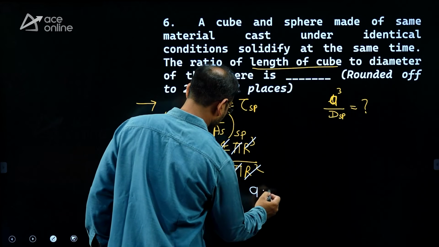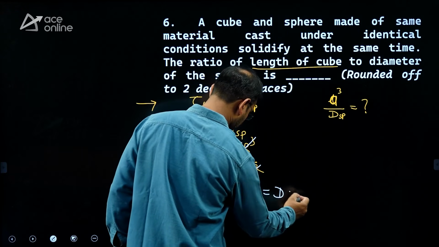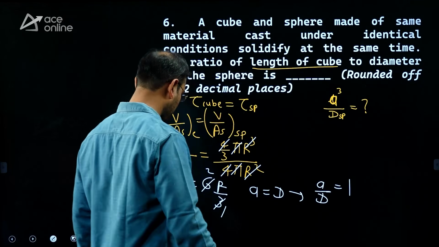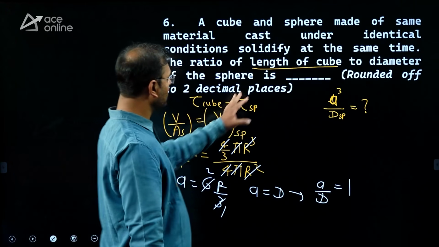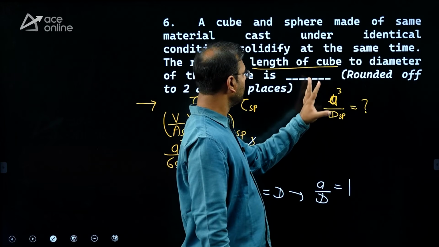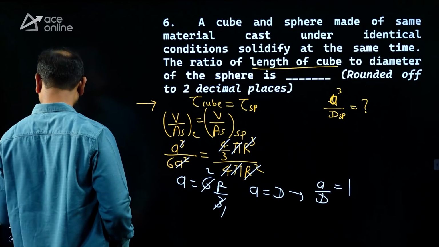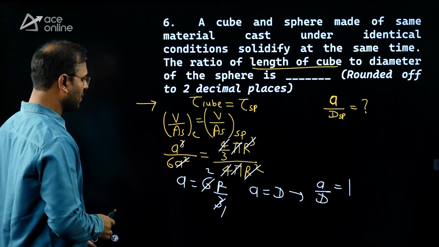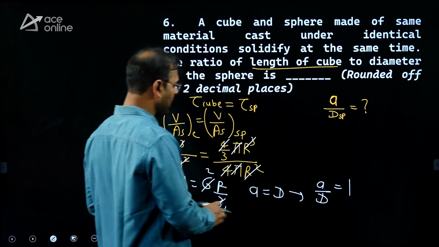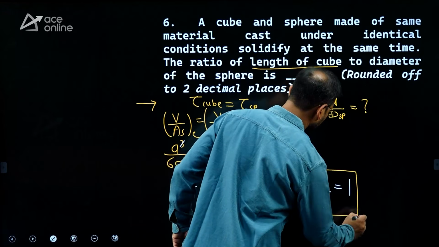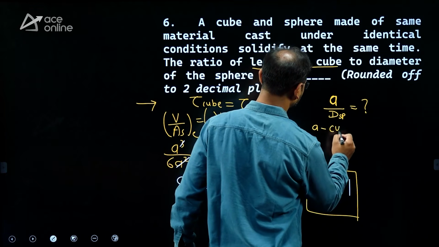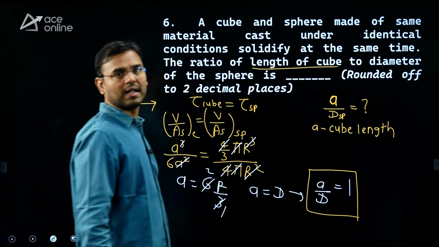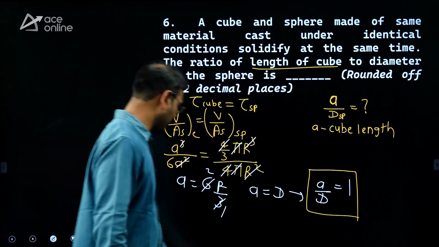Therefore, A is equal to 2r, which is the diameter. Therefore, A by D is equal to 1. What they asked here, length of cube, means only the length of cube, A, to the diameter of the sphere. Then what is the correct answer here? A by D is equal to 1. This is the correct answer. Small a is the cube length. Okay, therefore A by D is equal to 1 is the correct answer. Okay, complete it please.